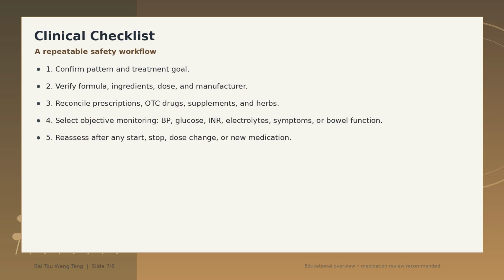A useful clinical checklist has 5 steps. 1. Confirm the traditional pattern. 2. Identify the exact product and full ingredient list. 3. Reconcile prescriptions, over-the-counter drugs, supplements, and other herbs. 4. Identify measurable endpoints, such as blood pressure, glucose, INR, electrolytes, symptoms, or renal function when relevant. 5. Reassess after starting, stopping, or changing the formula rather than assuming the response will be stable.